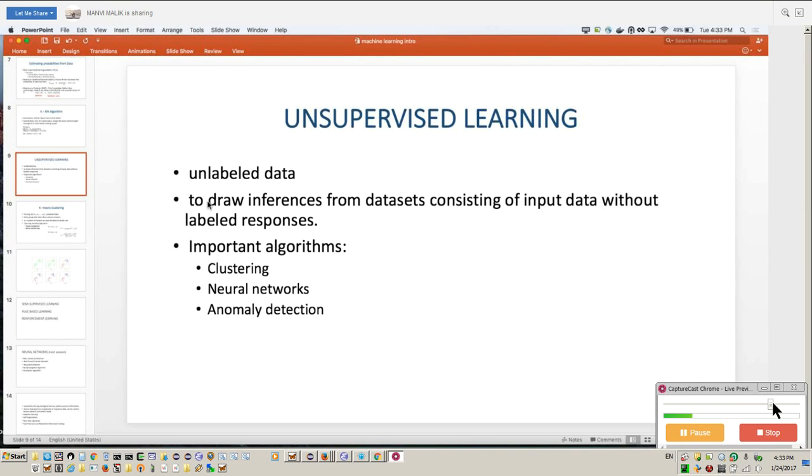And then comes the other set of learning techniques: unsupervised learning. Here, the main distinguishing thing is that you have unlabeled data. You don't know what the data belong to. So you have to draw inferences from data sets consisting of input data without labeled responses. You just have data and you need to cluster them. Anomaly detection comes in here. Neural networks are not put under unsupervised learning.